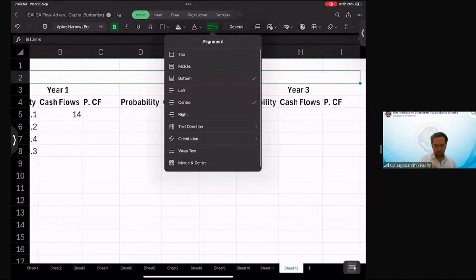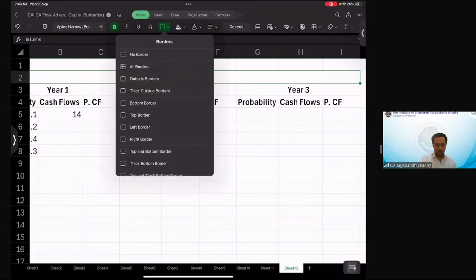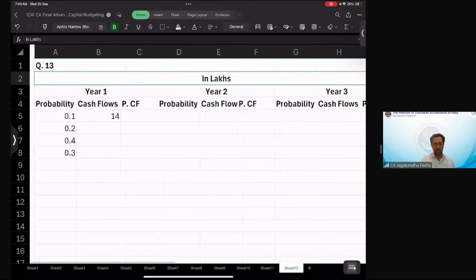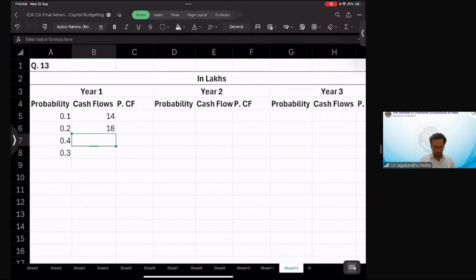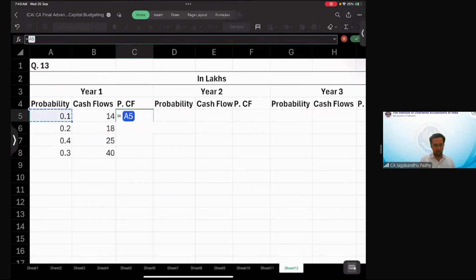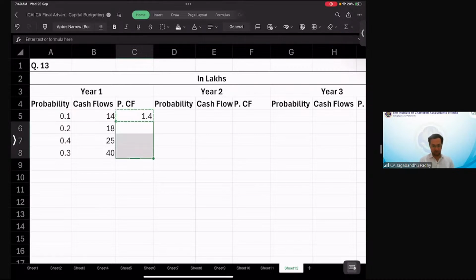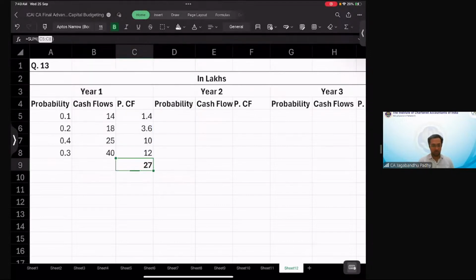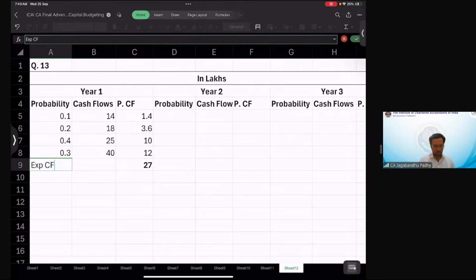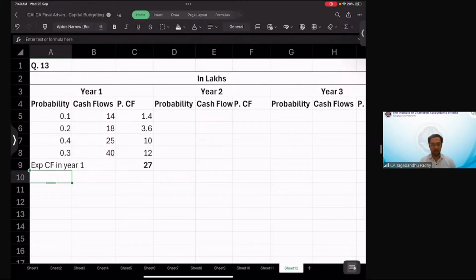So that we are not getting ourselves involved in too many numerical numbers, you can simply take everything in terms of lakhs. So cash flows are 14 lakhs, 18 lakhs, 25, and 40 lakhs. So we have the numbers as probability multiplied by cash flows, right? So taking a summation, 27, can I say this is the expected cash flow in year one? We are expecting a cash flow of 27 lakhs in year one.